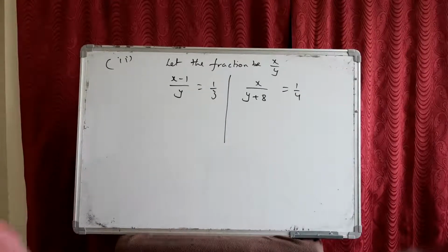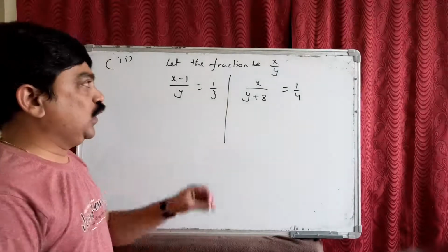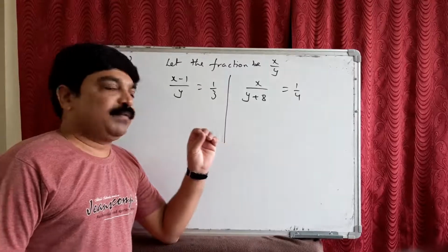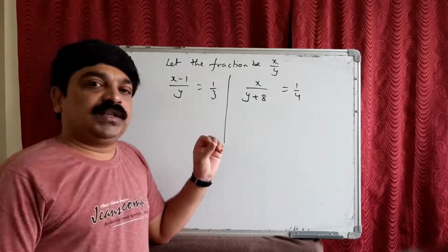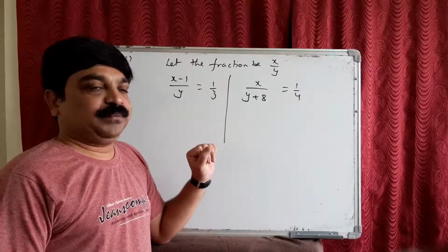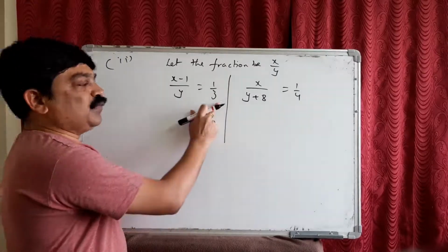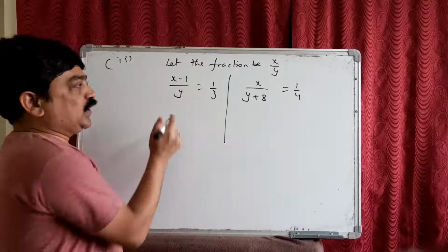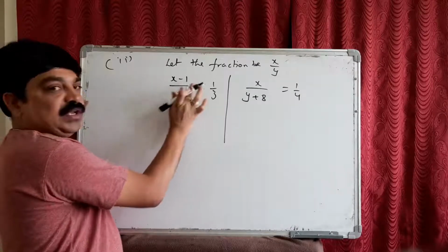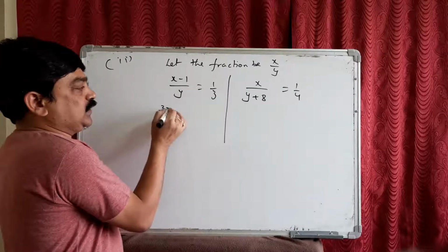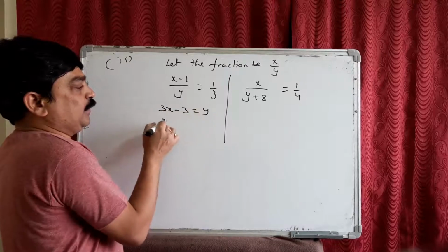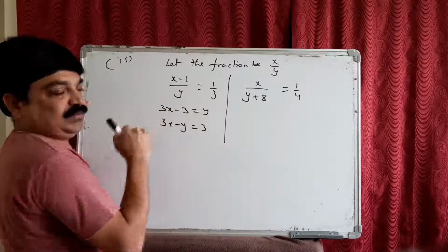See, the next question is about fractions. I told you already, whenever we start a problem on fractions, we should always start with: let the fraction be X by Y. What is the first condition given? The fraction becomes 1 by 3 when 1 is subtracted from the numerator. See, 1 is subtracted from the numerator only. Now we cross multiply this. 3x minus 3 is y. So 3x minus y equal to 3.